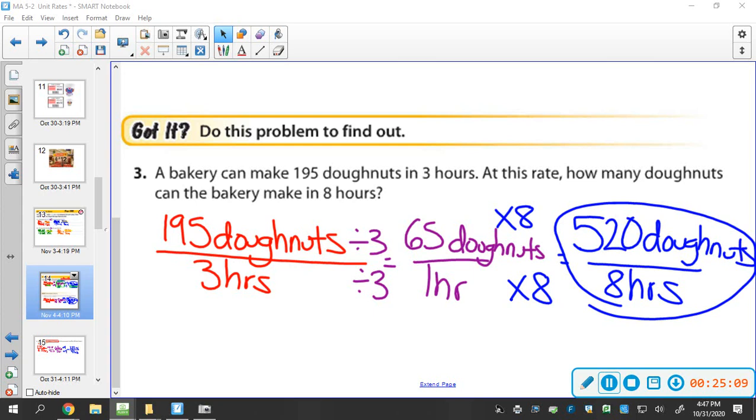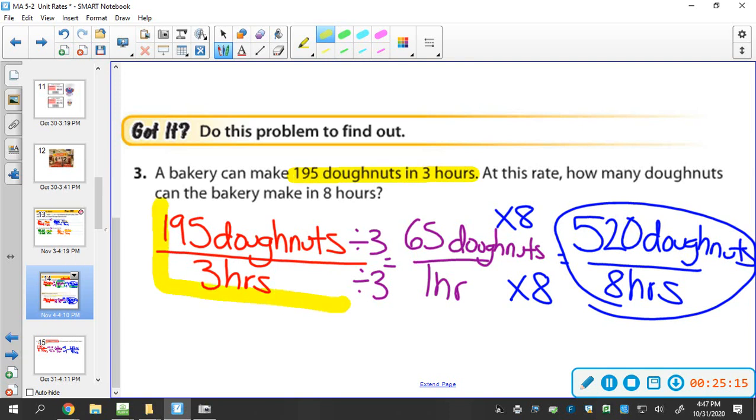Okay, so we started off with 195 donuts in 3 hours. So that was our starting rate. We had to turn it to a unit rate. In order to do that, I need the bottom number to be a 1. So we had to divide by 3 because 3 divided by 3 gives me 1. So my unit rate was 65 donuts per hour.